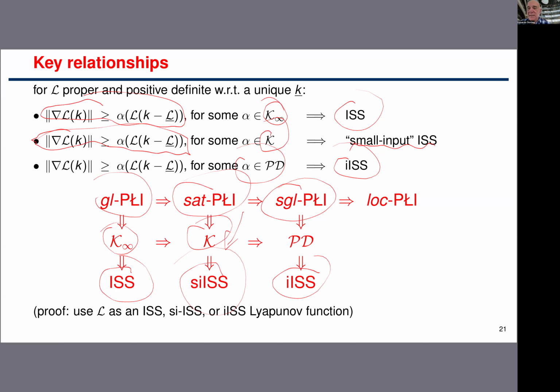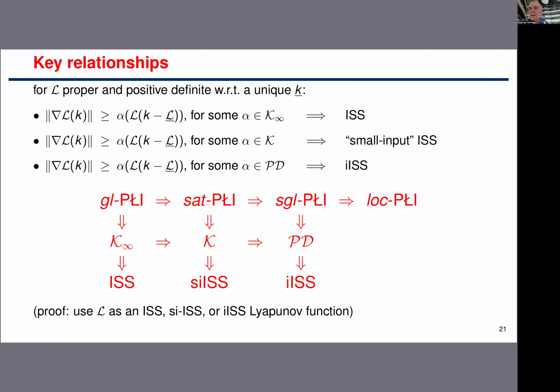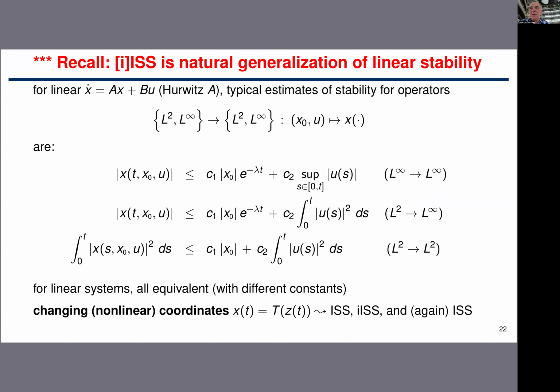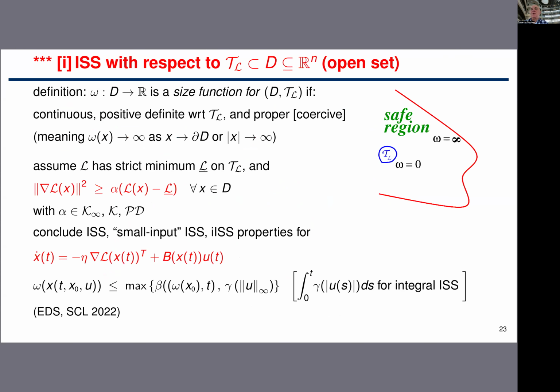And of course the proof is, as you would imagine, you use L itself as an ISS or integral ISS Lyapunov function. It's easy to see that it's proper and coercive. There are some little details that might be of interest to this audience: you really need to study ISS or integral ISS on an open set. So the question is, what is a good definition of that? Because what is even properness?